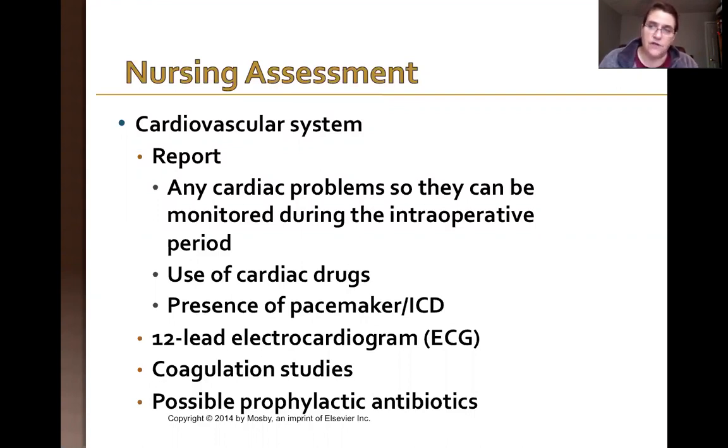We also need to know if they are using any kind of cardiac drugs, because we'll need to decide if they're going to have those pre-op or not, and if they're going to be given orally or not. We can also elect to give those IV, and we'll monitor them a little bit closer. We also need to know if they have a pacemaker and if they have an internal cardiac defibrillator. We're going to do a 12-lead EKG on almost everybody, and we'll look at coagulation studies, and we, again, possibly will give some prophylactic antibiotics related to a cardiac history.